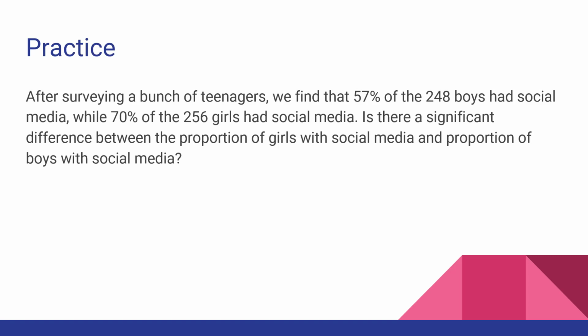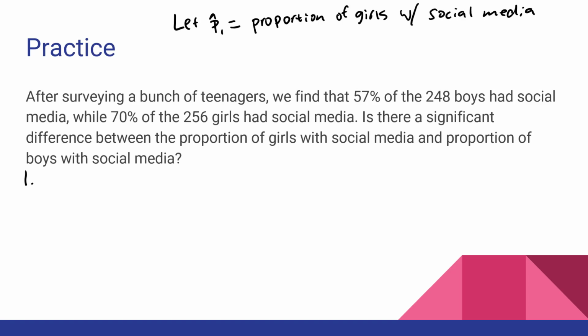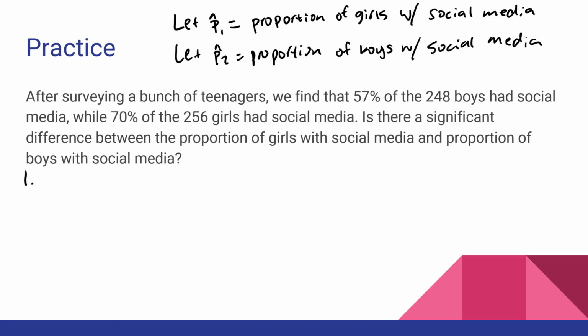Again, our first step will be to list out all of our important numbers and hypotheses. Before we do anything else, we have to set which sample will be our sample 1 and which sample will be our sample 2. So we write up at the top, let p hat 1 be equal to the proportion of girls with social media, and let p hat 2 be equal to the proportion of boys with social media. Now that we have assigned sample numbers to each group, we can list out our important numbers.